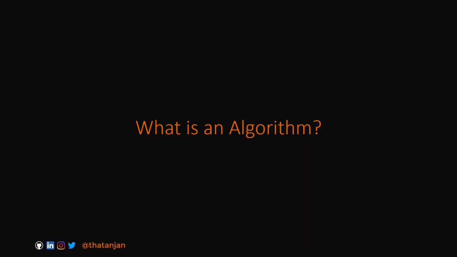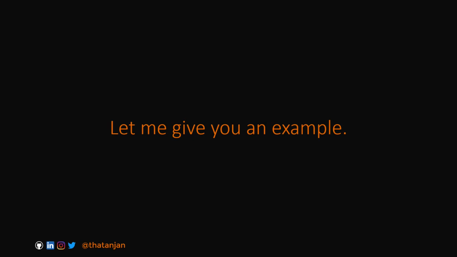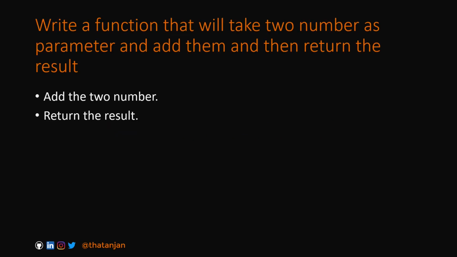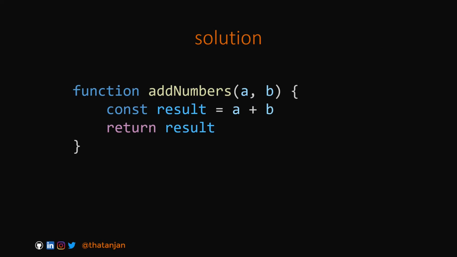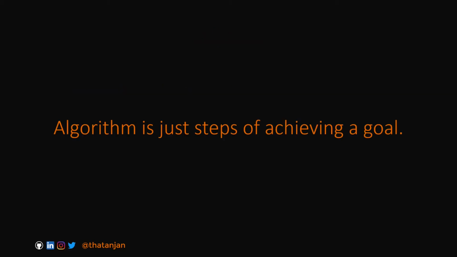So what is an algorithm? Let me give you an example. I want you to write a function that will take two numbers as parameters, add them and then return the result. And this is the solution. So what are we doing here? We are just taking some steps. First, we add the two numbers and second, we just return the result. By taking some steps, we are achieving our goal. This is what we call an algorithm. An algorithm is just steps of achieving a goal.